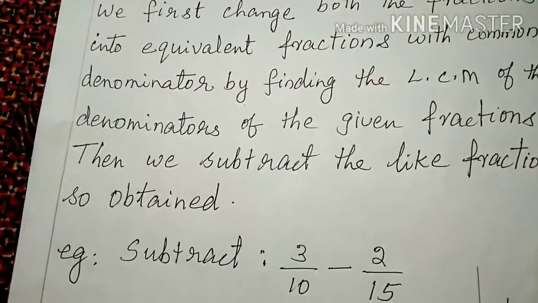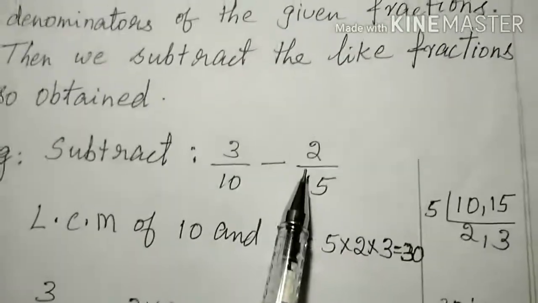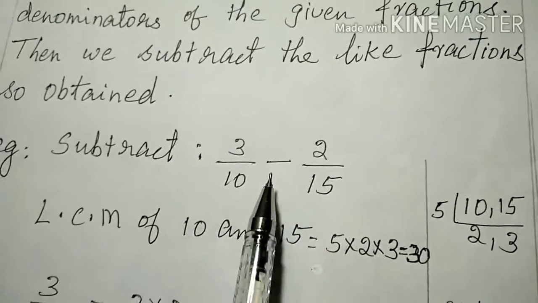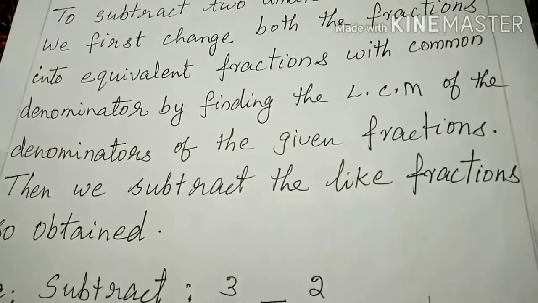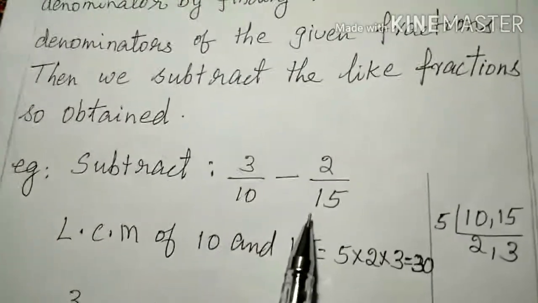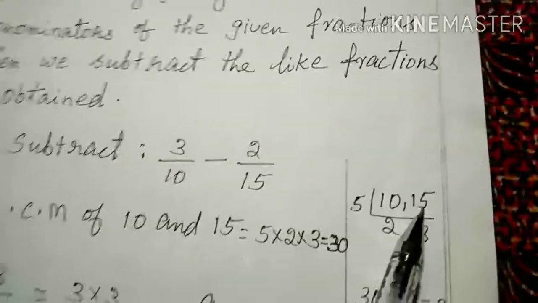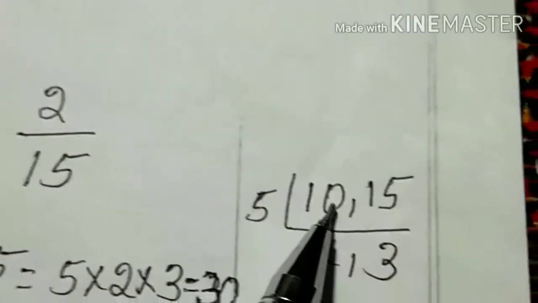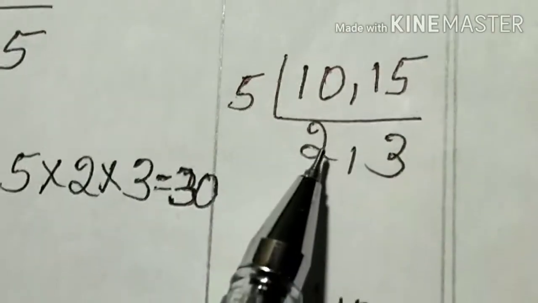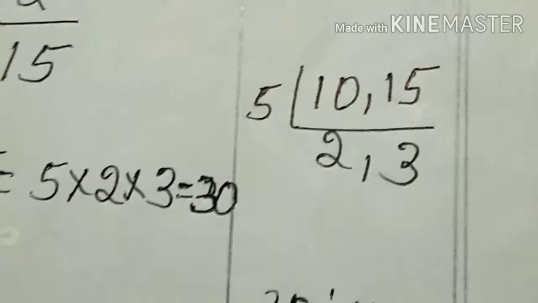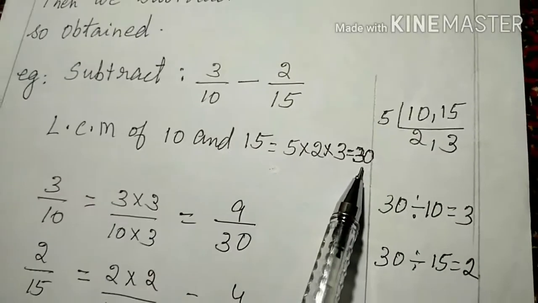Consider the example. Subtract 3 by 10 minus 2 by 15. Here 3 by 10 and 2 by 15 are unlike fractions. Therefore, you have to convert these unlike fractions into like fractions with the common denominator. The common denominator is obtained by finding the LCM of 10 and 15. 10 and 15, both numbers are divisible by 5. Dividing 10 by 5, you will get 2. 15 by 5, you will get 3. Again 2 and 3, there is no common factor. Therefore, the LCM of 10 and 15 is equal to 5 into 2 into 3, that is equal to 30.